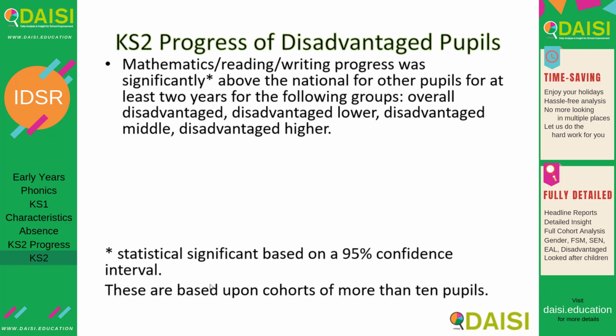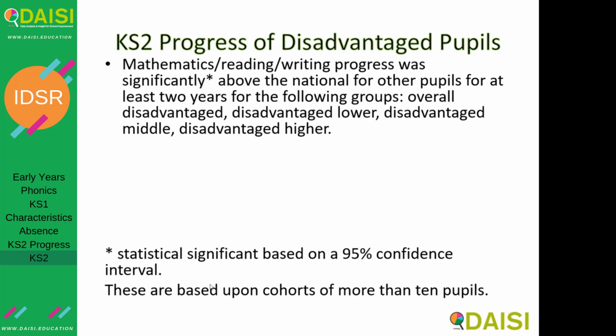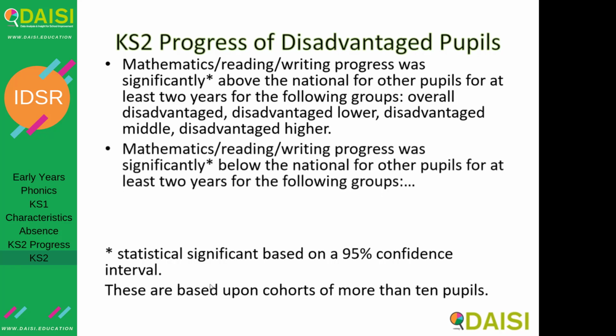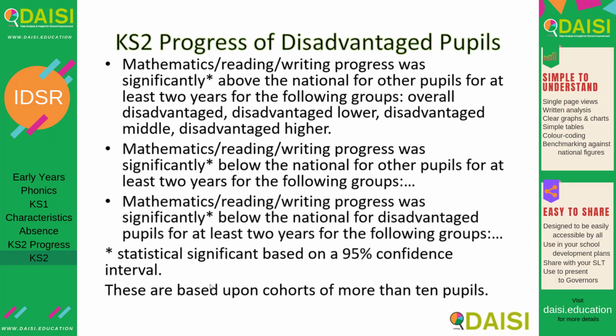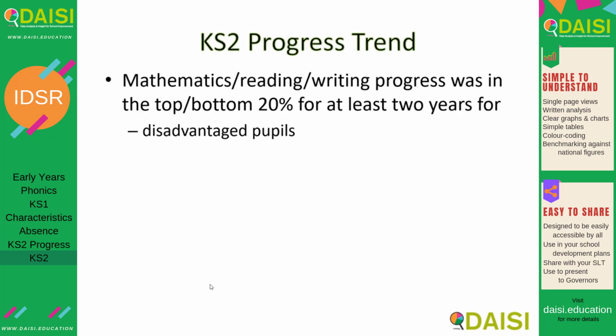For larger schools, those who have got at least 11 pupils for disadvantaged lower, disadvantaged middle and disadvantaged higher, Ofsted may take those groups and say, were you significantly above or significantly below in terms of progress? Were you significantly above the national other? Were you significantly below the national other? Or were you significantly below the national disadvantaged? So this will only happen if you have particularly high disadvantaged cohorts.